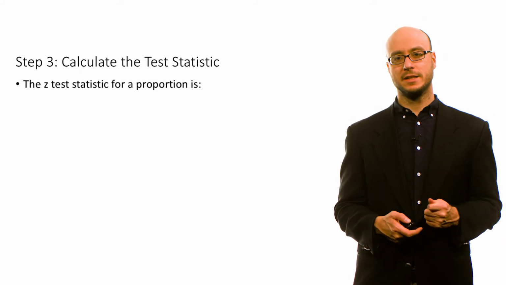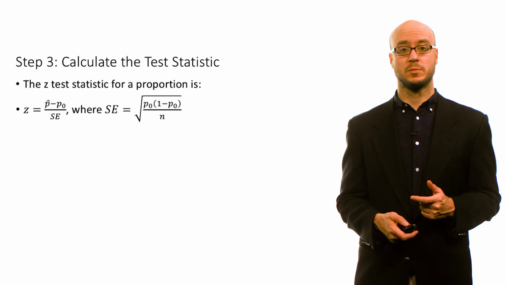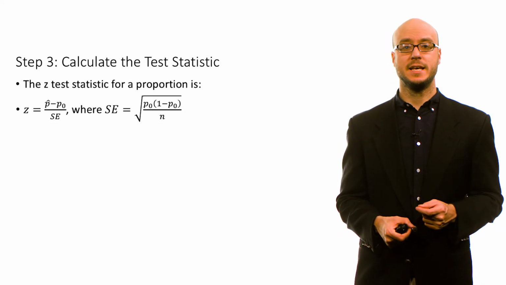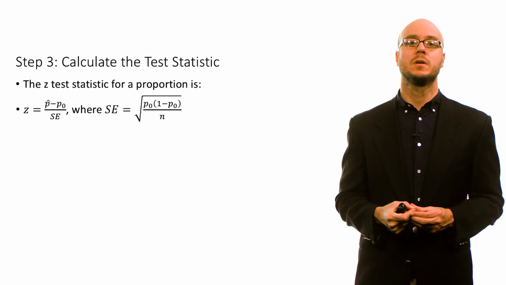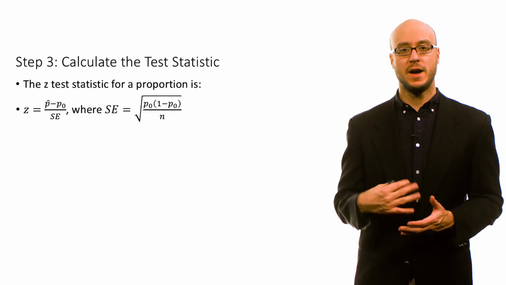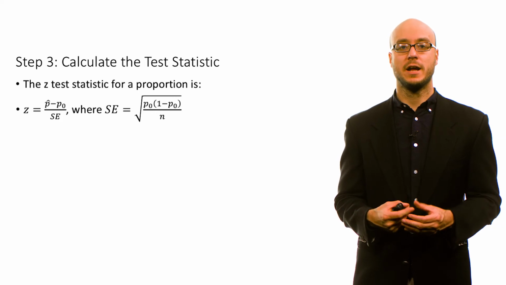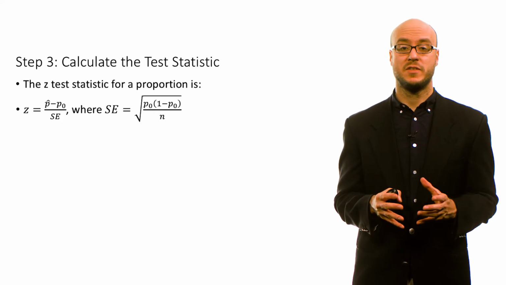For step 3, we calculate the Z-test statistic. For a sample proportion, Z is p hat, the sample proportion, minus the claimed value of the null, divided by the standard error, where the standard error is essentially sigma divided by the square root of n.